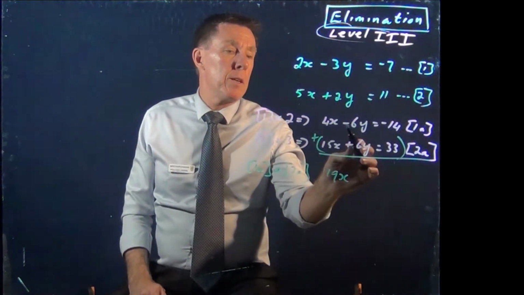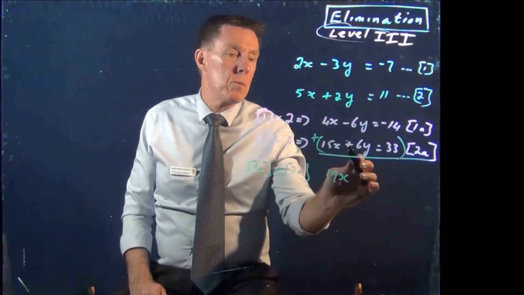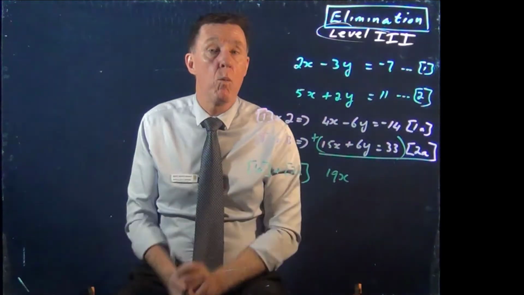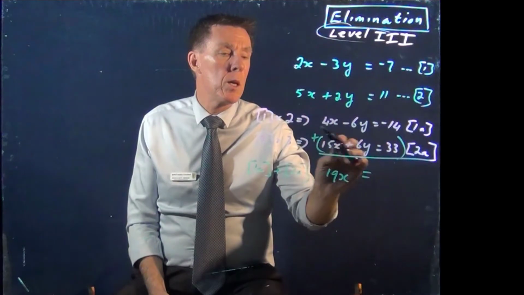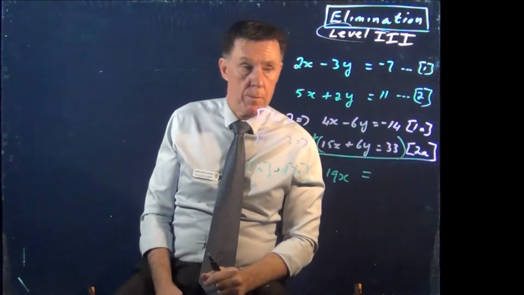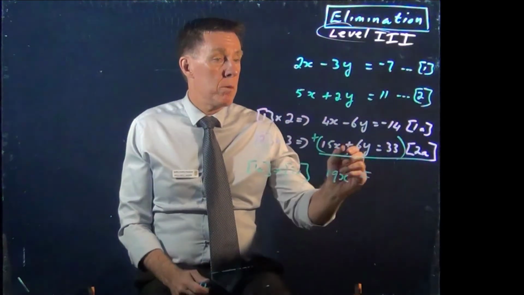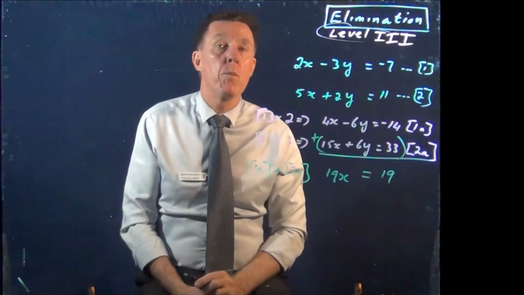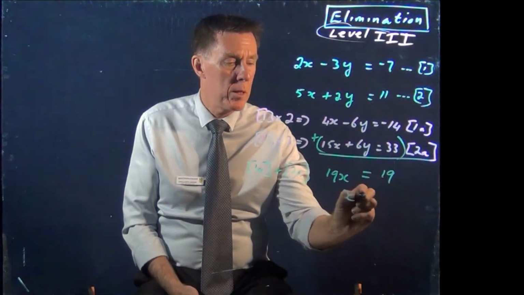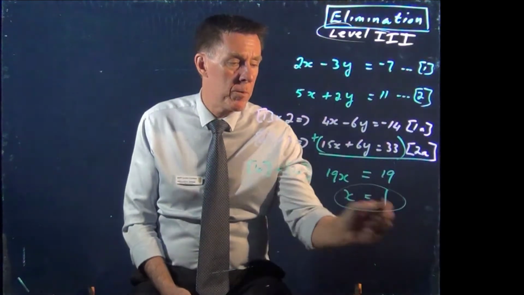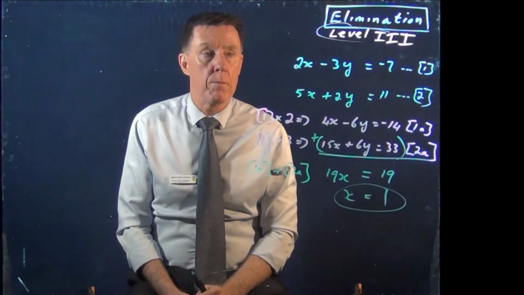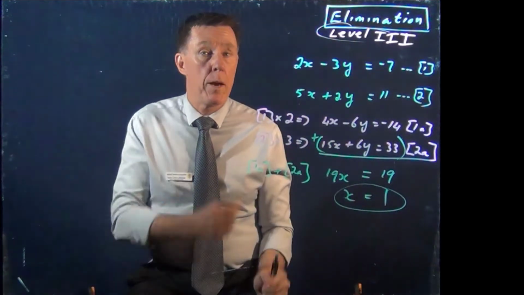Now, negative 6 plus positive 6, 0. My y's have been eliminated, which is what I want. And negative 14 plus 33 is going to give me positive 19, which means the x-coordinate where these 2 lines intersect must be positive 1. I have one of the values that I need. Step 1 out of the way.